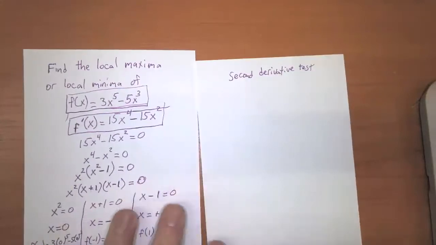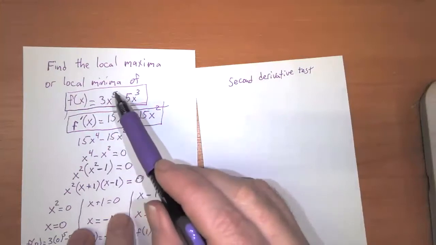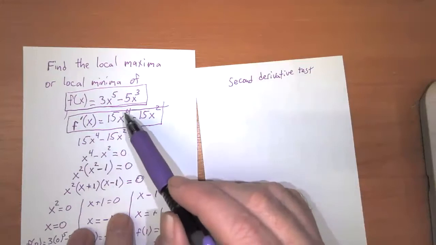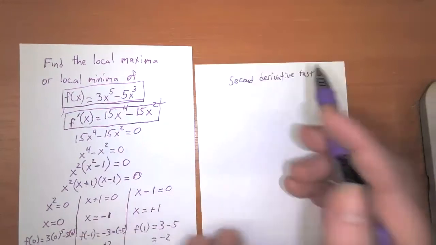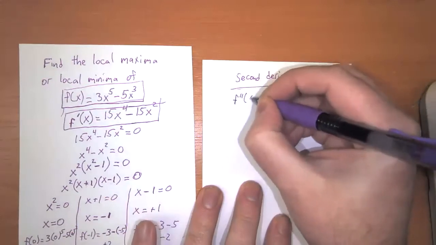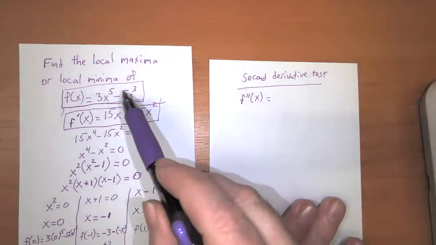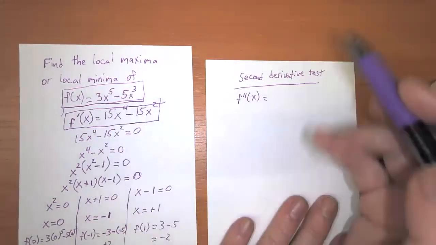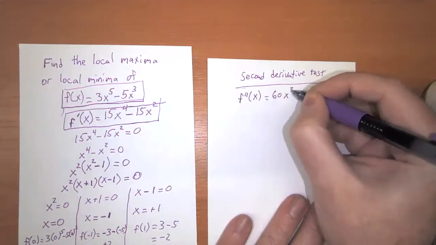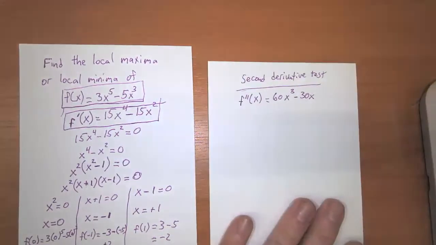Okay, so let's go back to this example we've been dealing with. So f of x is equal to 3x to the fifth minus 5x cubed. And so f prime of x was equal to 15 times x to the fourth minus 15x squared. So what is the second derivative? Well, we're just going to keep on using our power rule. So that is equal to 60 times x to the third power minus 30 times x.